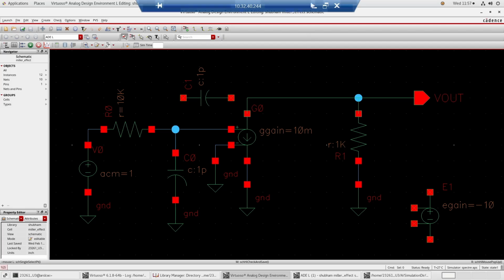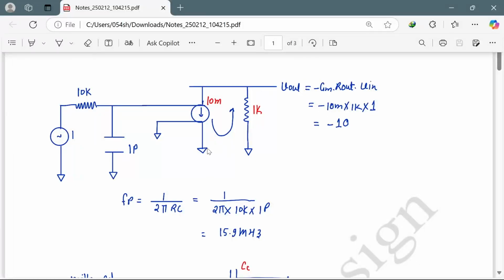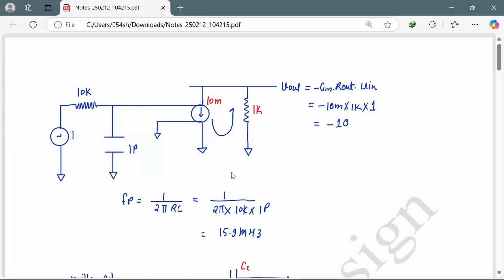I have modeled that on pen and paper. This one is 10 kilo ohm, AC magnitude is 1 volt, and 1 picofarad. So what will be the pole location? It will be simply 1 by 2 pi RC. So it will come 2 pi into 10 kilo ohm into 1 picofarad. It's 15.9 megahertz.